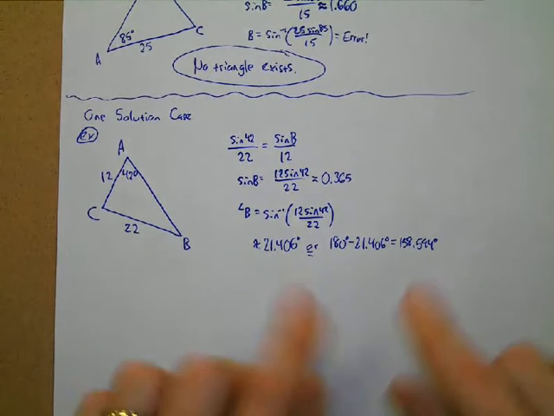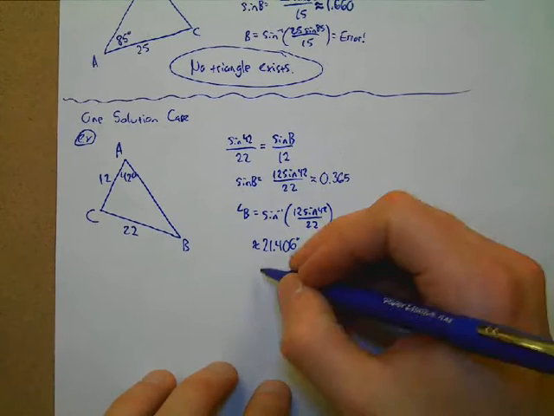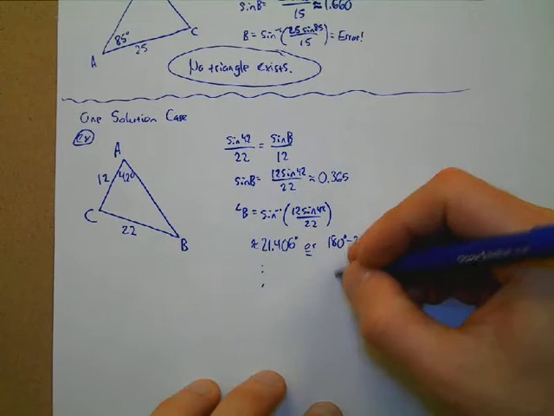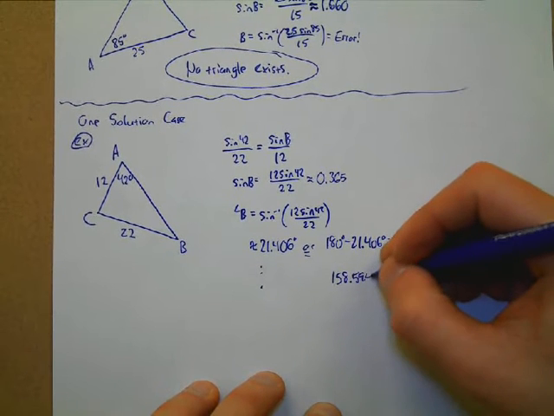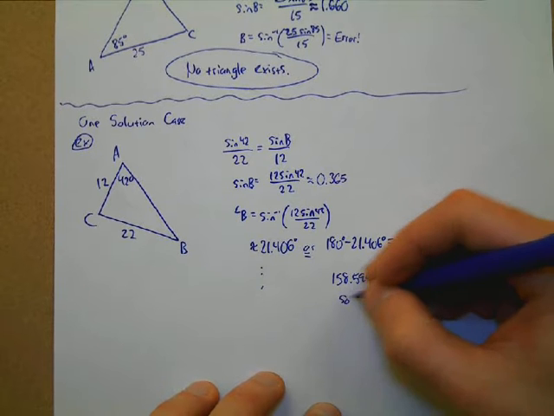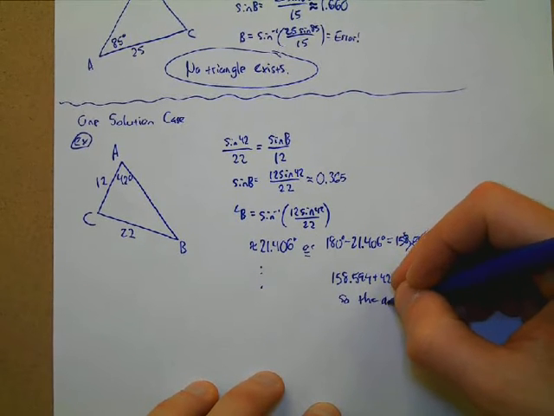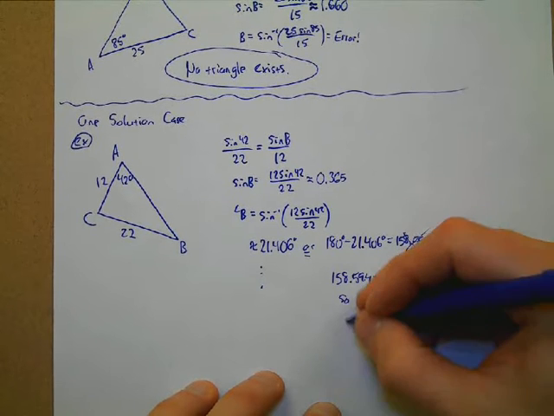Okay? Because 158.594 plus the 42 is greater than 180 degrees, so the triangle is impossible. Or so the angle doesn't work. Okay. And I won't proceed with this again. You guys just saw that in the warm-up. You know what to do from there.